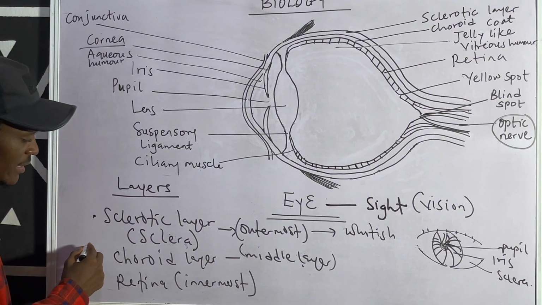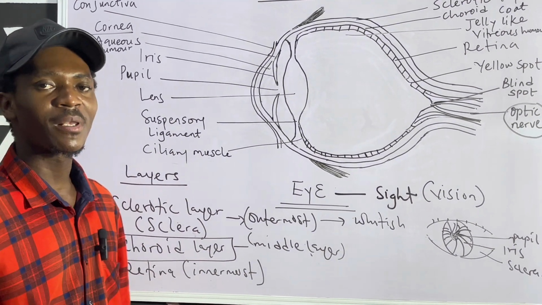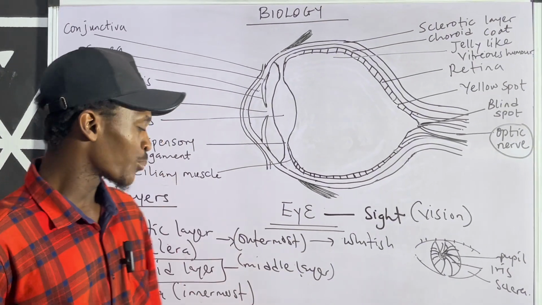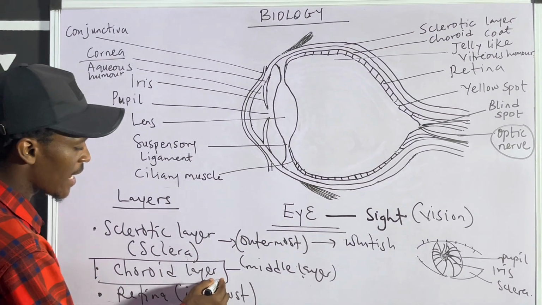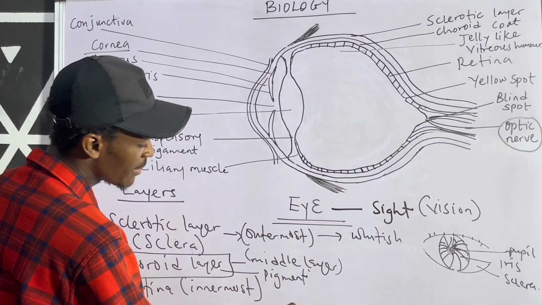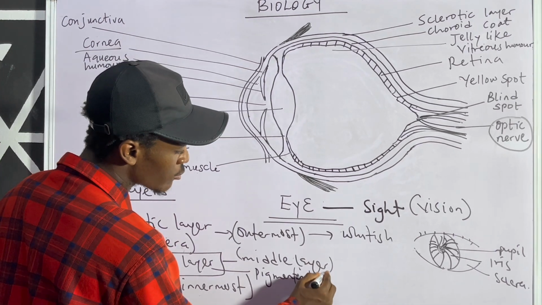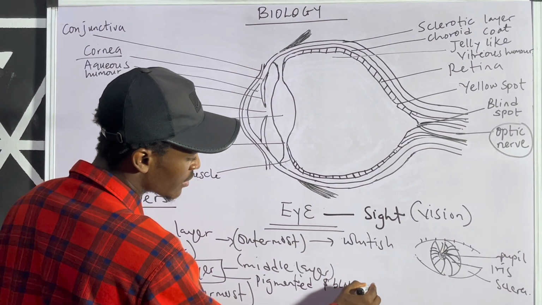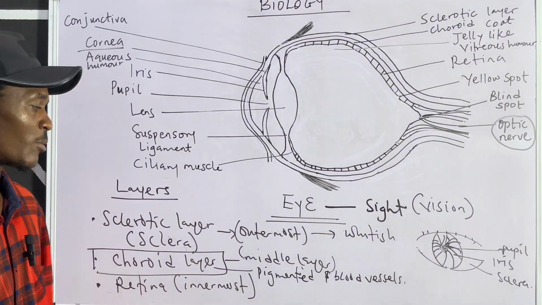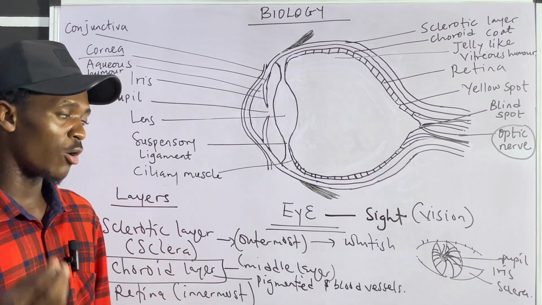Then for the choroid layer, this layer is primarily involved in supplying the eyes with food and nutrients. Why? Because it is this layer of the eyes that is pigmented, and also it contains blood vessels in the form of blood capillaries. So it is these blood capillaries that supply the eyes with nutrients as well as oxygen.